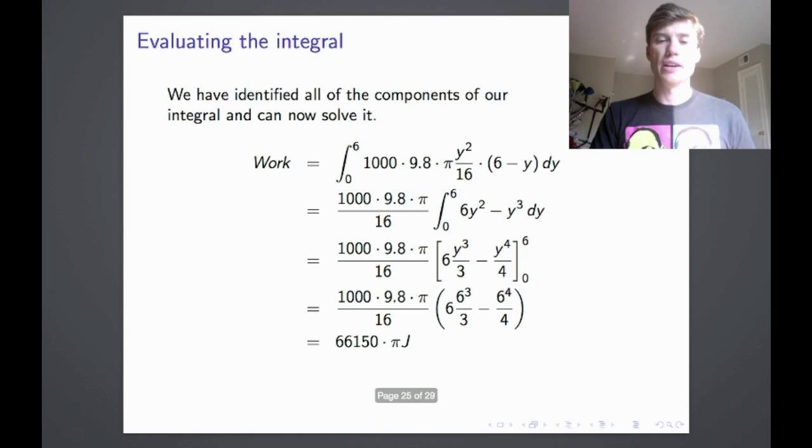After evaluating, our expression simplifies to 66,150 times pi joules. So we have identified the work done to drain the tank.